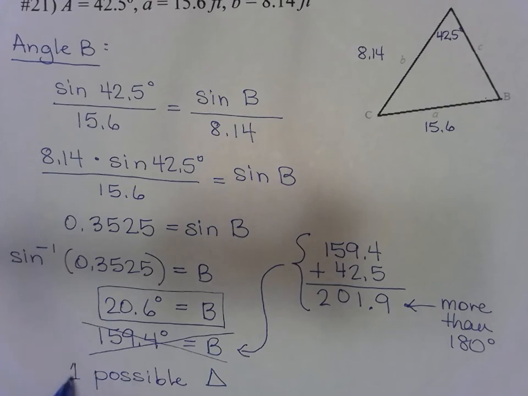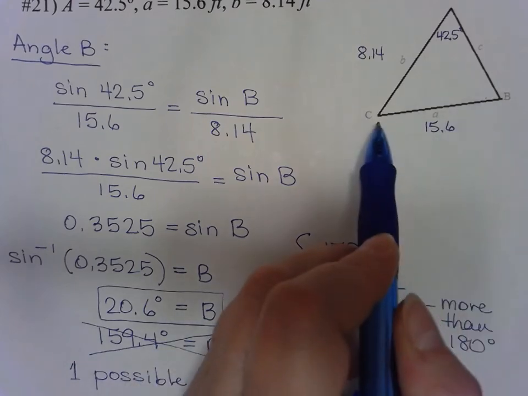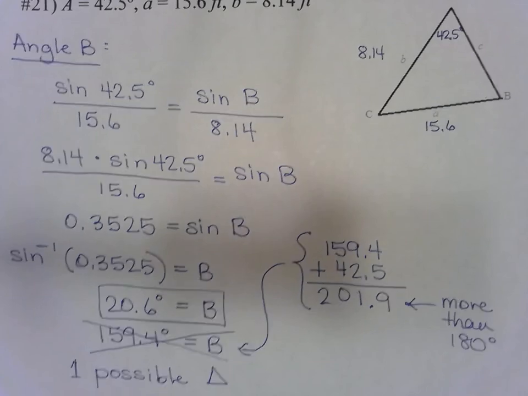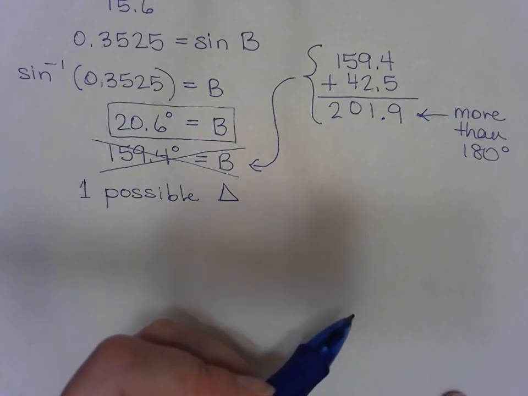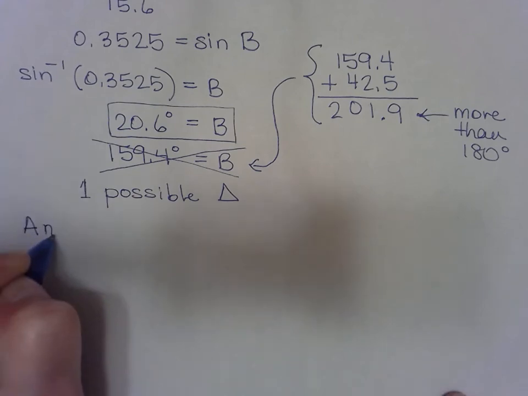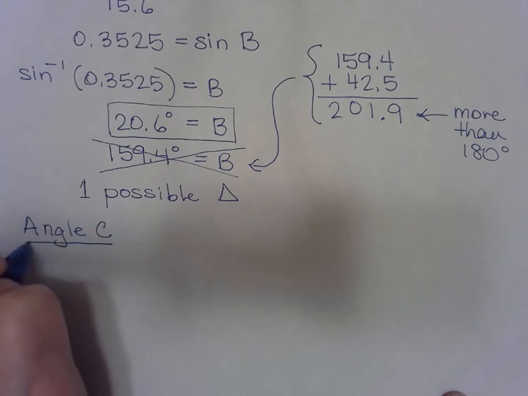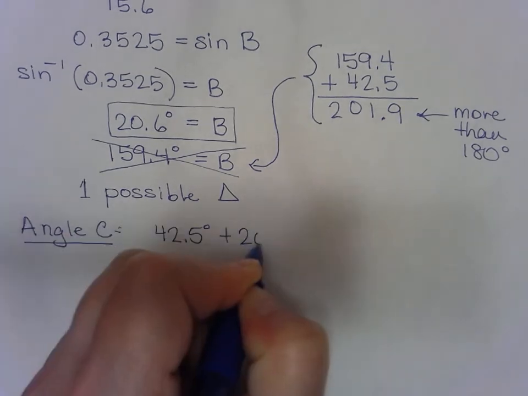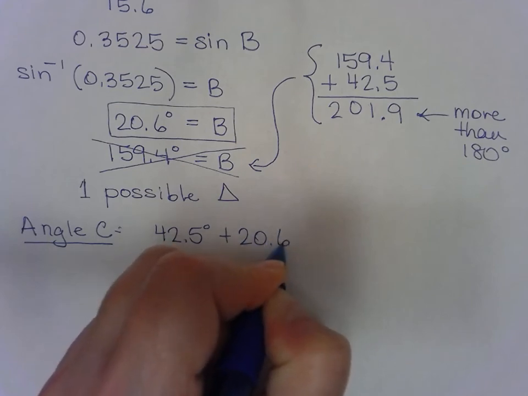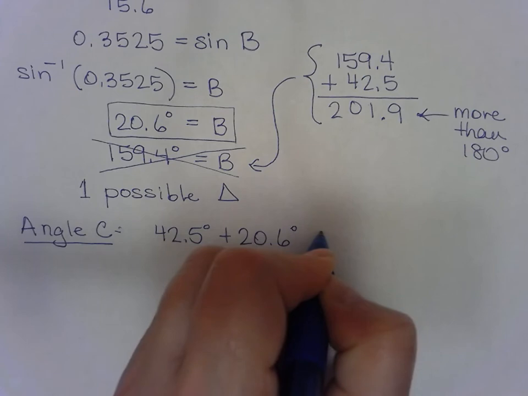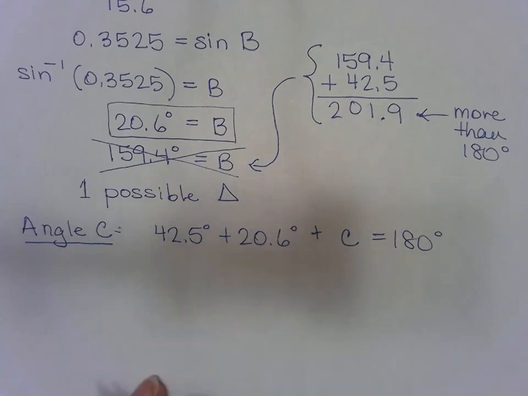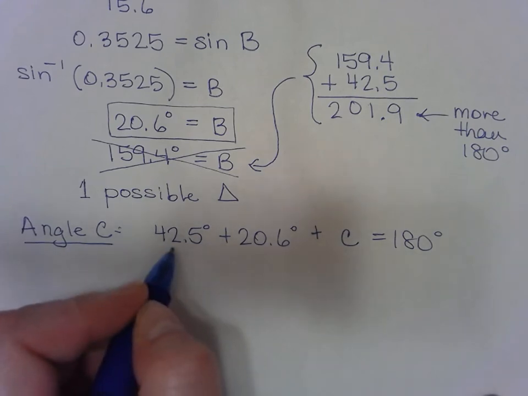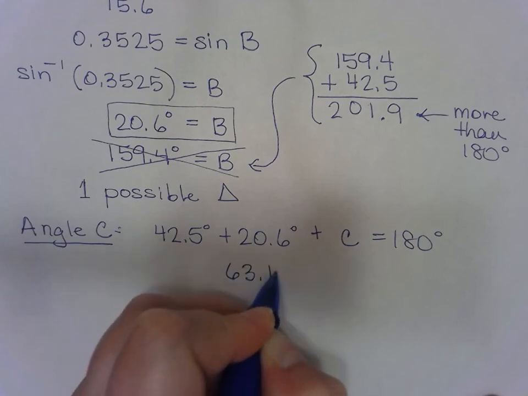Okay, so let's carry on then and find the rest of the parts, right? So we have angle B. We need angle C and side C. So, well, let's calculate angle C. They all add up to 180, so we have 42.5, we have 20.6, plus angle C is equal to 180, right? This makes 63.1 degrees.